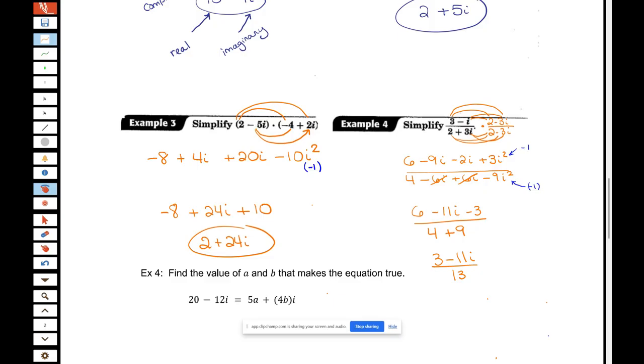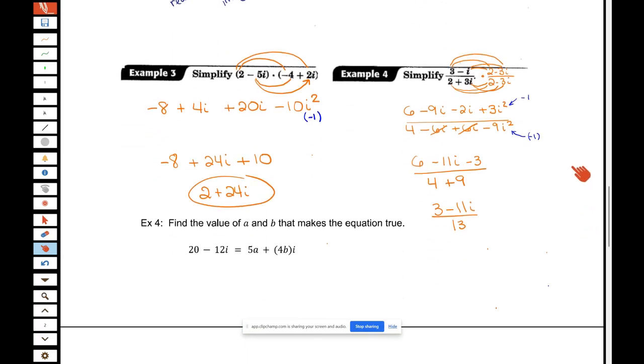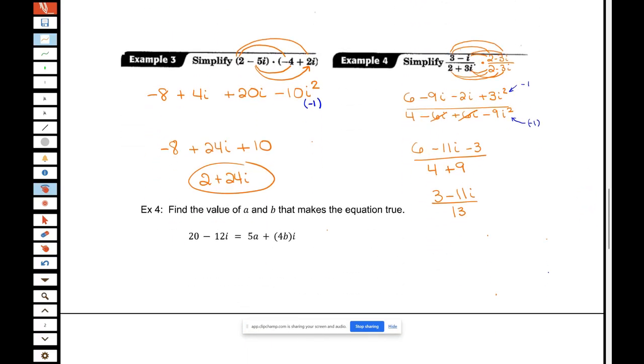Now they may want you, especially if it's a multiple choice, to write it with the real and the imaginary components separated. So this could also have the fraction split up, 3 over 13 minus 11i over 13. Or minus 11 over 13 i. All right, so we've got that one done.